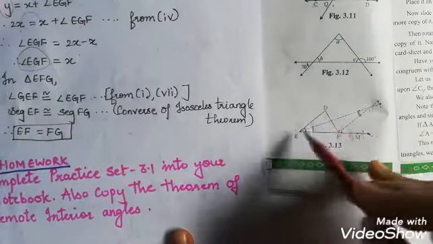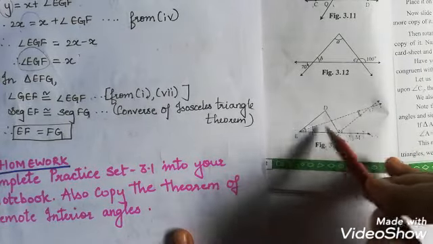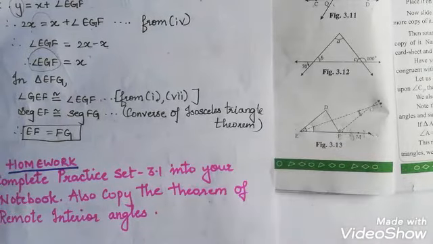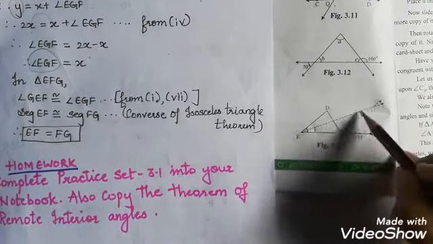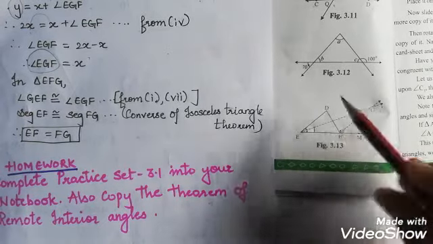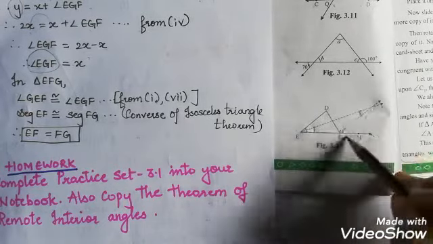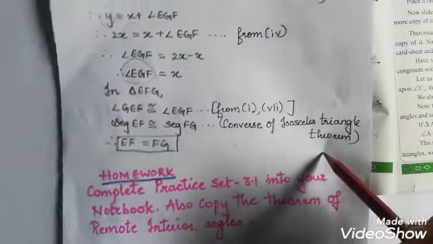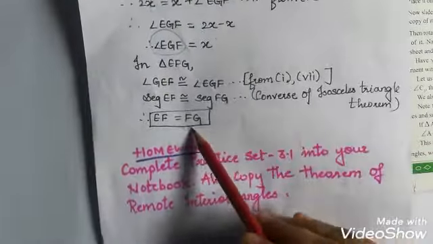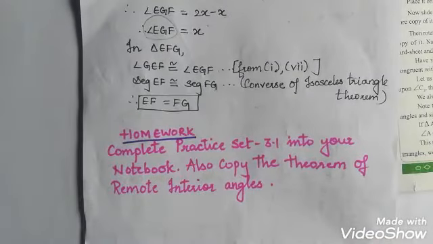Since two angles are congruent in a triangle, I can say the opposite sides are also congruent, right? Which is the opposite side to angle G? The opposite side to angle G is EF. The opposite side to angle E is GF. So by using the converse of the isosceles triangle theorem, I prove that EF is equal to FG. Hence I have proved.